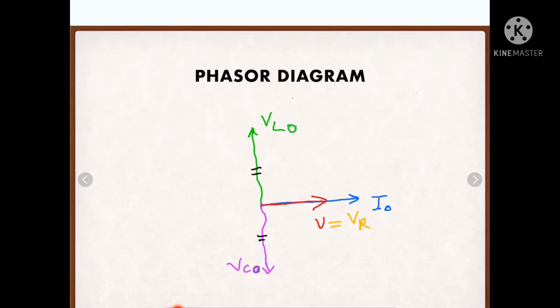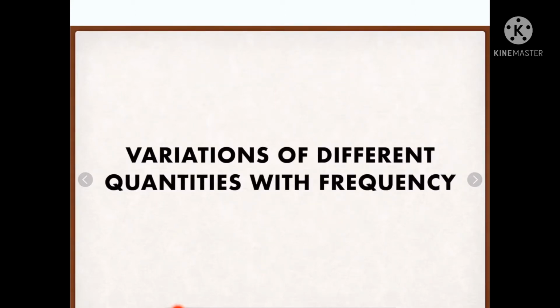As I have told you before, there are 4 voltages. So what 4 voltages? One is the voltage across resistance, then voltage across inductance, voltage across capacitance, and supply voltage. All these quantities we are supposed to show in the phasor diagram, and this is how we will draw it. Okay, I hope you have understood. Now we will move on to a different part.